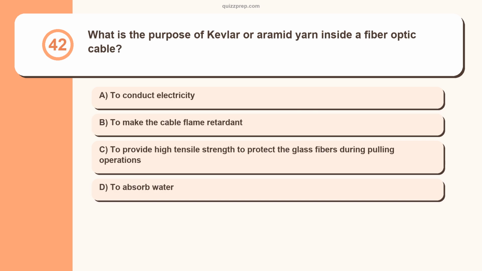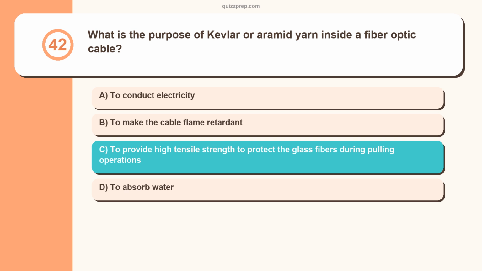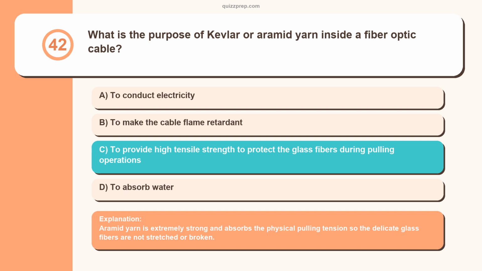Question 42. What is the purpose of Kevlar or aramid yarn inside a fiber optic cable? To conduct electricity. To make the cable flame retardant. To provide high tensile strength to protect the glass fibers during pulling operations. To absorb water. Aramid yarn is extremely strong and absorbs the physical pulling tension, so the delicate glass fibers are not stretched or broken.